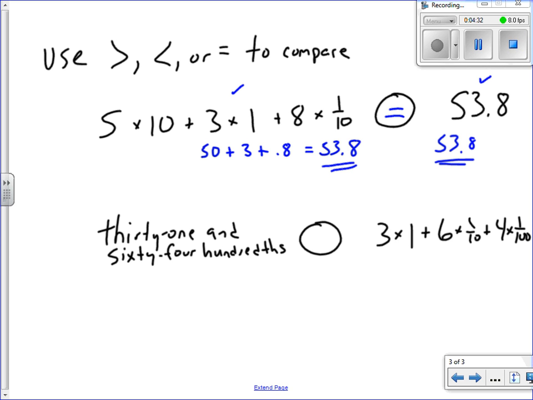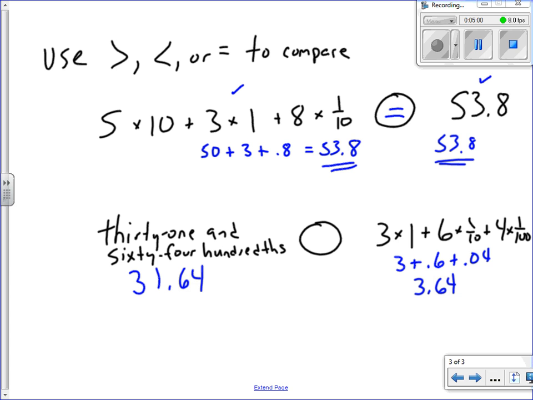Next one is a little bit different. I have 31 and 64 hundredths. So I'm going to write that as 31 and 64 hundredths. And then over here, I have 3 times 1 is 3, plus 6 times 1/10 is 6/10, plus 4 times 1/100 is 4 hundredths. And I put that together, and I have 3 and 64 hundredths. So I have 3 and 64 hundredths compared to 31 and 64 hundredths.